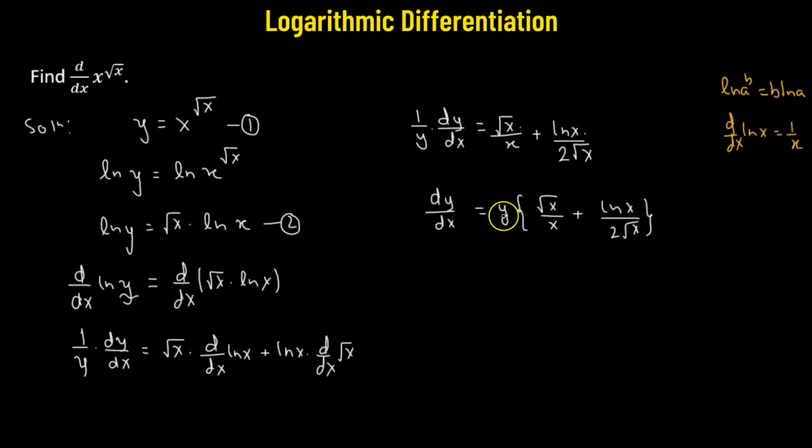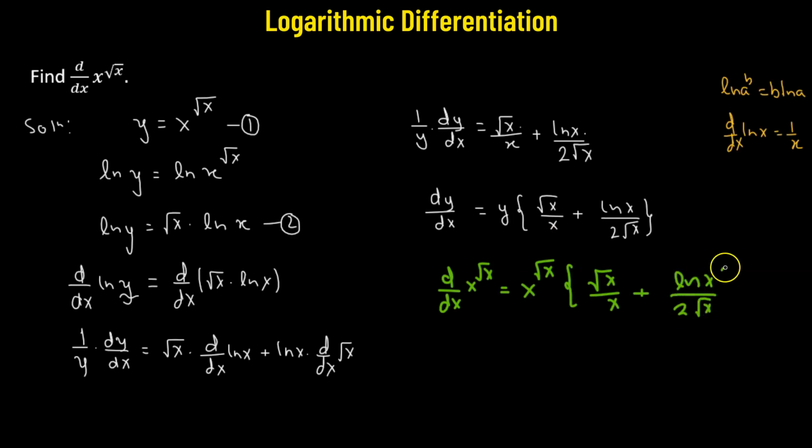Right. Now what we'll do, we'll replace the value of y with equation number 1. That means finally we get the derivative with respect to x of x raised to the power of square root of x. This will be equal to, we have y which will be replaced with x raised to the power of square root of x, multiplied by square root of x divided by x plus log of x divided by 2 times square root of x. So this is the value of our required derivative.